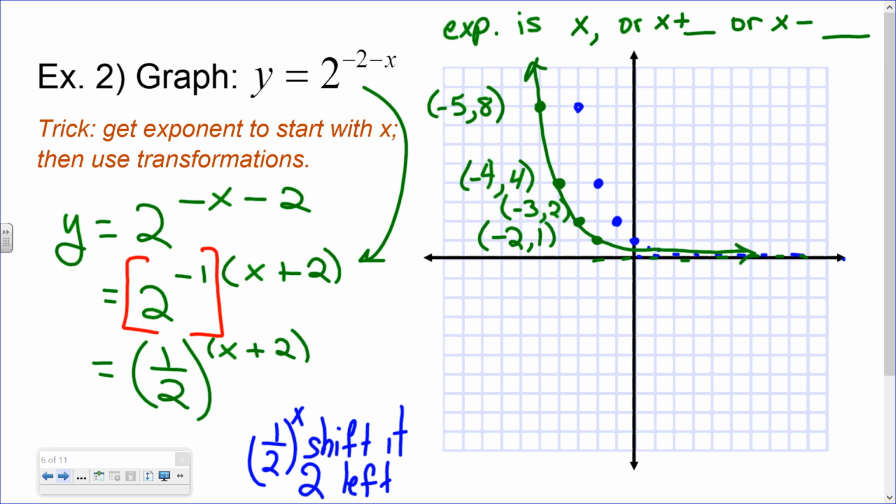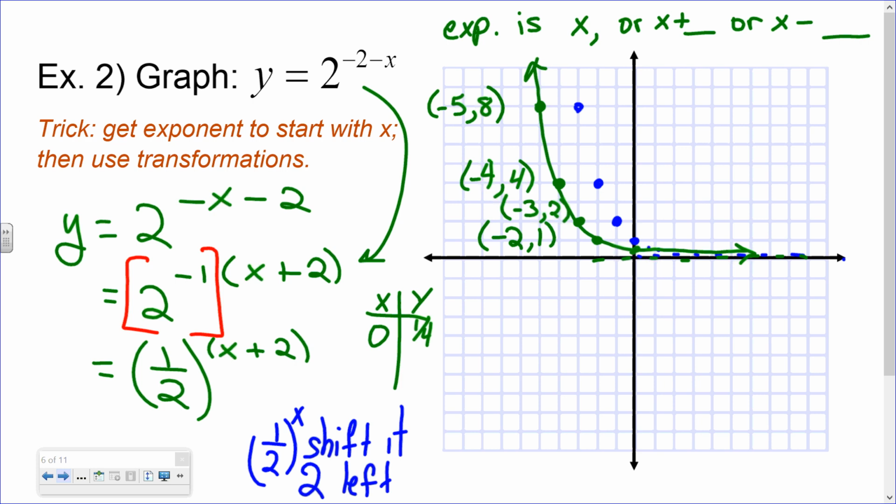And I'm going to check -6 would be off the grid, so I'm not going to plot any more that way. And then I also want the y-intercept, because that's always a critical point. So if x is 0, what is (1/2)^(0+2)? What's a half squared? 1/4. So this y-intercept is (0, 1/4).